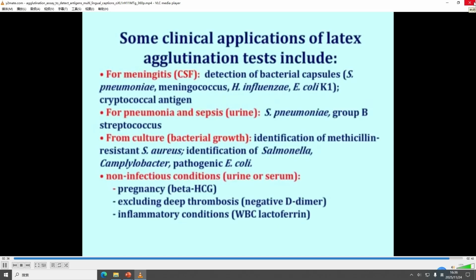Finally, here are some examples of agglutination assays that are used in clinical practice.